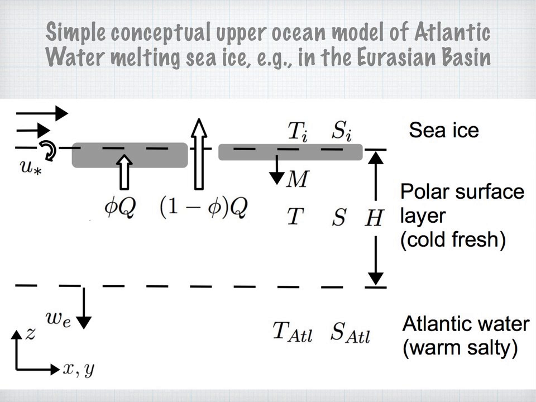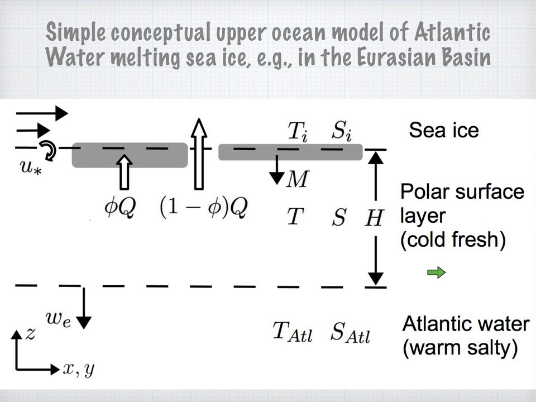Okay, so I'm going to talk about a very simple conceptual model which describes what I think are the key processes. It is an upper ocean mixed layer model where Atlantic water, which is warm and salty, is interacting with sea ice and the atmosphere. So the warm, salty Atlantic water is losing heat both to the atmosphere and to melting sea ice. And that forms a surface layer which is buoyant. It's called the polar surface layer.